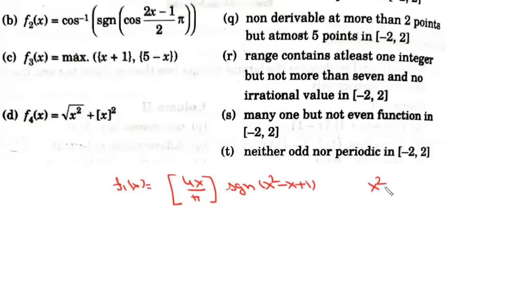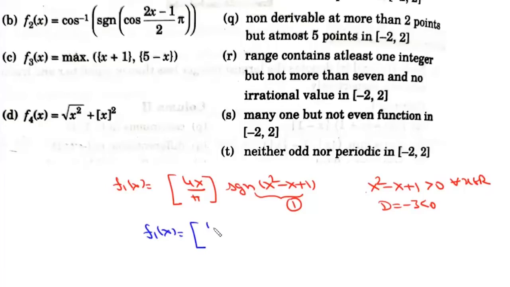Now if we look at this quadratic, x square minus x plus 1, D here is minus 3, which is less than 0, and coefficient of x square is positive. That means this is greater than 0 for all x belongs to R. And if fx is positive, then signum of fx is always 1. So this value is plus 1. So our function f1x is nothing but the greatest integer function of 4x upon pi.